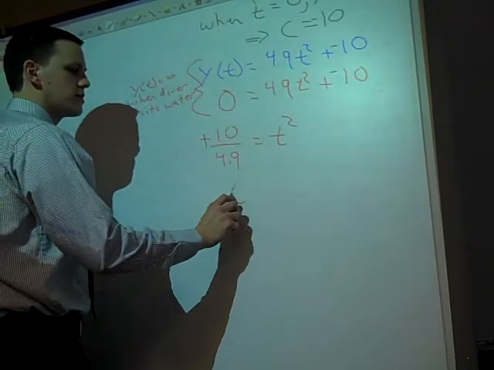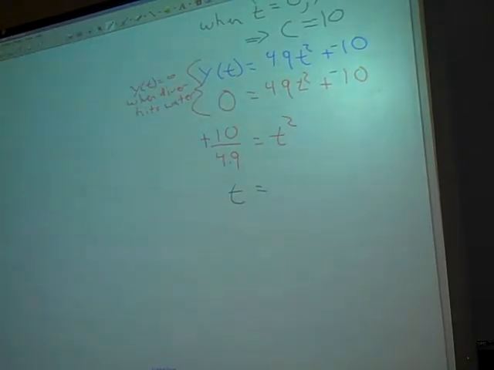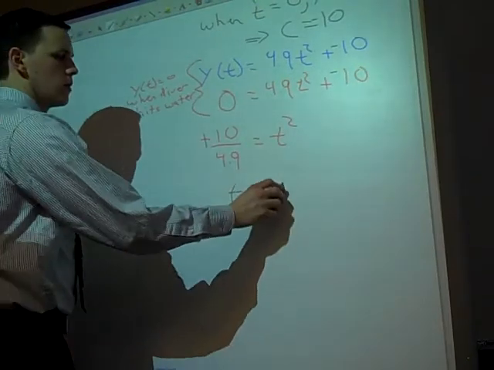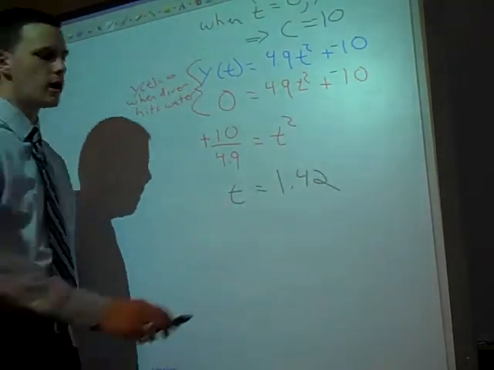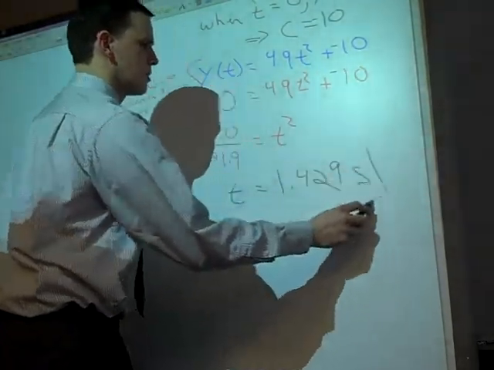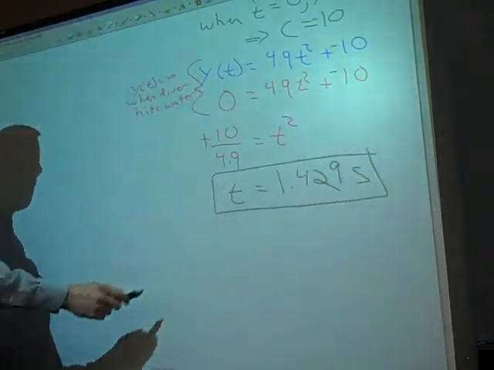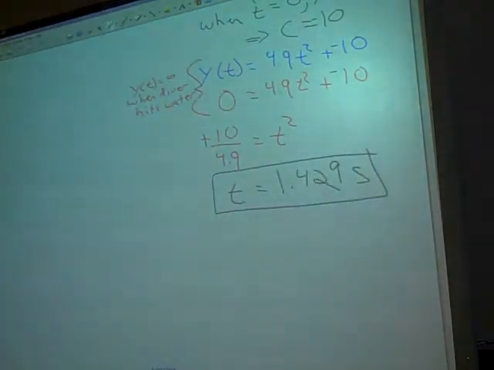So from this, we have t equals what? What's the square root of 10 over 4.9? Anybody got an answer to that? So I want to plug it into the calculator. 1.42. Let's go three decimal places. 1.429 seconds. So we're going to take this and plug it into what?